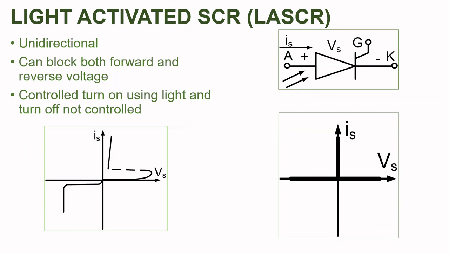So our next device is light activated SCR or LASCR. As the name suggests, it is a type of SCR. Hence, similar to SCR, this device is also a unidirectional device. It can carry current only from anode to cathode and not from cathode to anode. But it can block voltages in both forward as well as reverse direction.